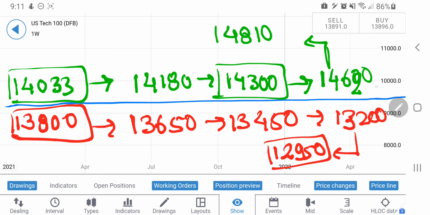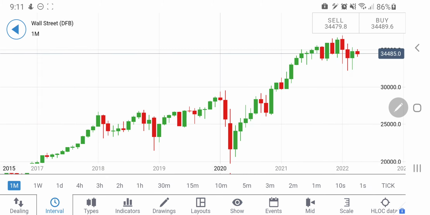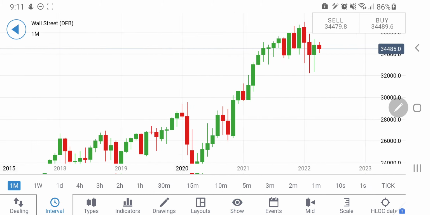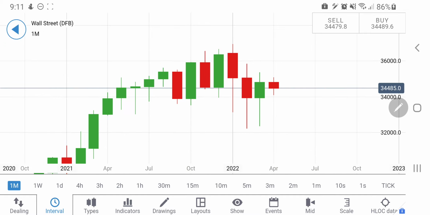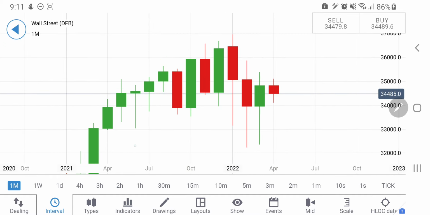Now let's have a look at US30. There are certain important things to observe before we come back to the daily charts. Let's have a look at the monthly candle here. The monthly candle is again falling back in this channel, and it is trading in this channel very much.